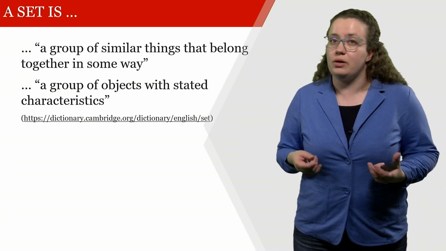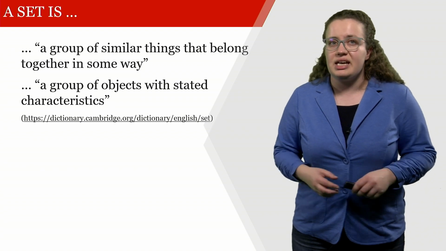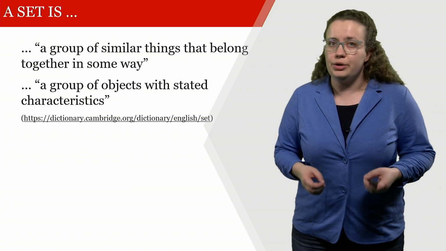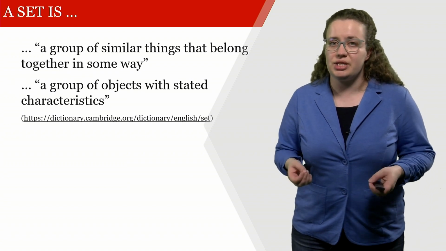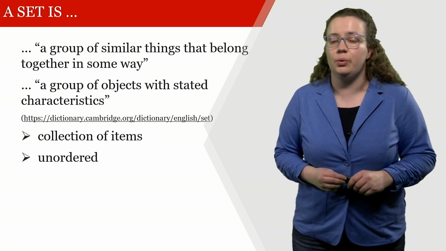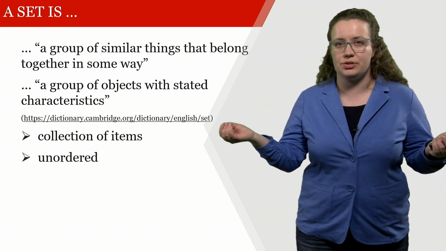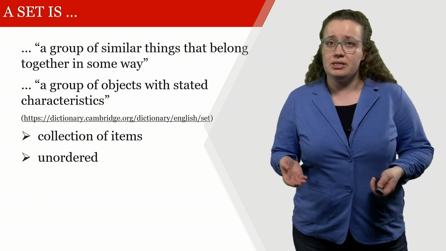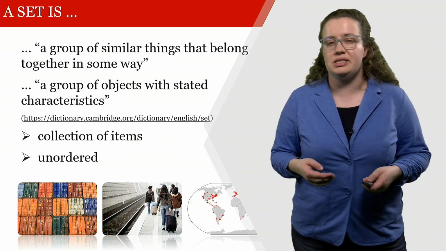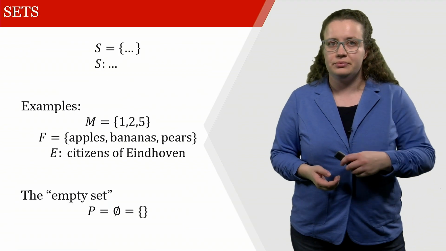So what is a set according to the dictionary? The Cambridge Dictionary defines a set as a group of similar things that belong together in some way, or a group of objects with stated characteristics. So a set is a collection of items, and it's an unordered collection of items. So it doesn't matter if A comes first or B comes first. So for instance, in a transport context, a set could be a set of containers, it could be a set of people waiting for a train, or it could be a set of cities.